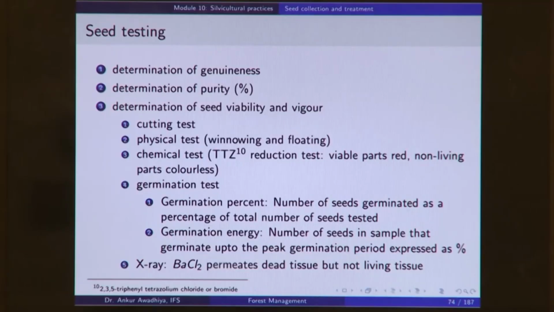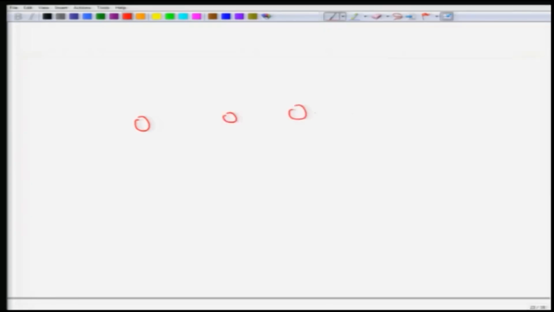Another test is the use of X-ray. So, in this case you soak your seeds in water for a few hours, then you soak them in a barium chloride solution. Barium chloride will enter into the dead parts, but will be unable to enter into the living parts, and then you expose these seeds to X-ray. So, suppose we started with these 10 seeds and we find that barium chloride was able to enter say 5 of these.